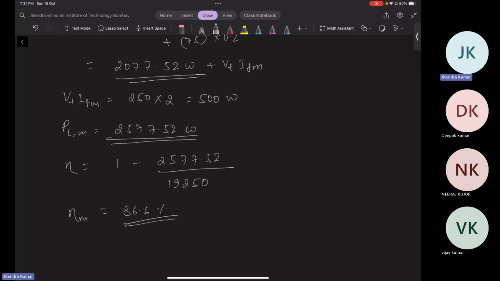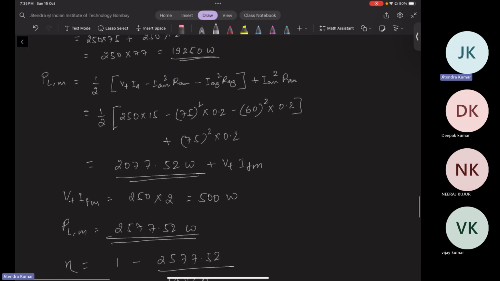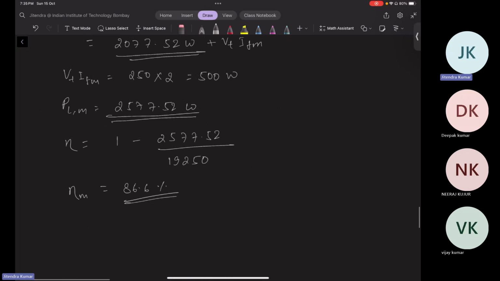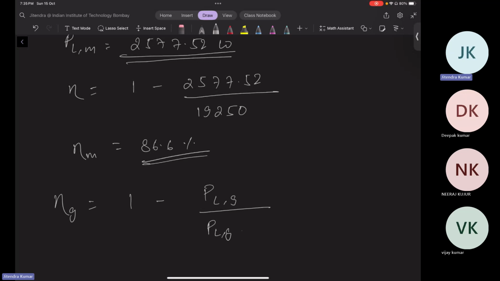Okay, so next part is the efficiency of generator. We got to know how to calculate the efficiency of the motor. Now, next part is efficiency of generator. So efficiency of generator, I told that it will be 1 minus losses in generator divided by losses in generator plus output of generator.